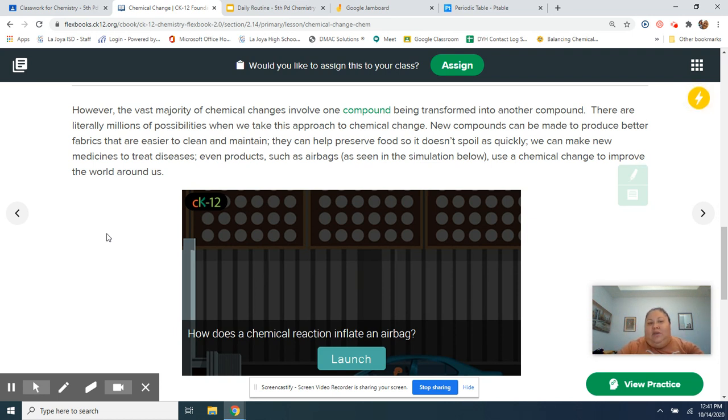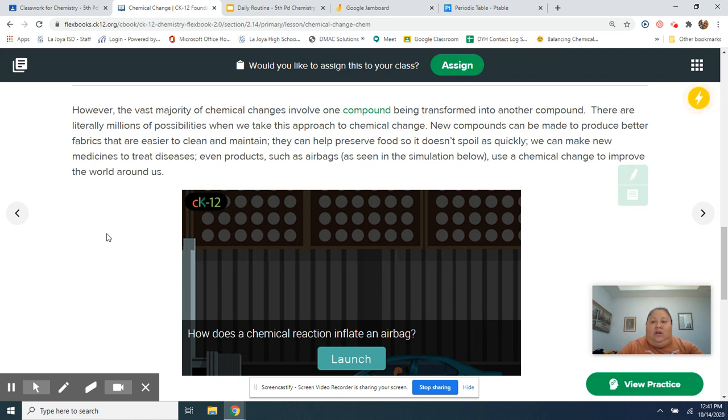We have created different substances to help us clean our dirty clothes. New compounds can also make food last longer so that it doesn't spoil as quickly. We call those preservatives. If you've ever gotten canned vegetables or canned fruit, there's a lot of preservatives, well, not chemicals, but substances to help that food not go bad as fast.